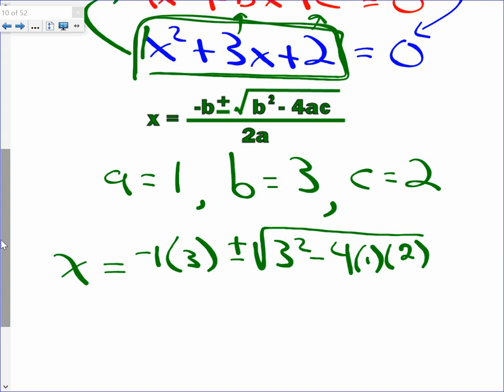Look at that nasty square root. Thanks for complaining. That was wonderful. Divided by 2 times A, huh? A is 1.